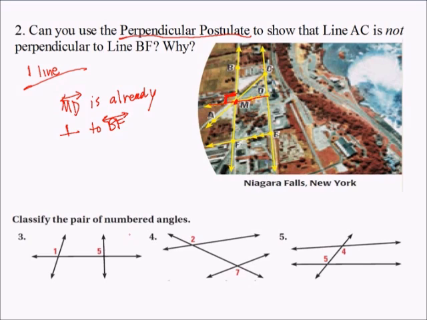Classify the pair of numbered angles. So 1 and 5. Are they both inside the lines? No. Are they both outside the 2 lines? No. So I'm going to put a T here next to this. This is my transversal. The only thing that matches 1 and 5 is that they're matching in position. They're both on the left of each line and on the right side of the transversal. So this has to be corresponding angles.